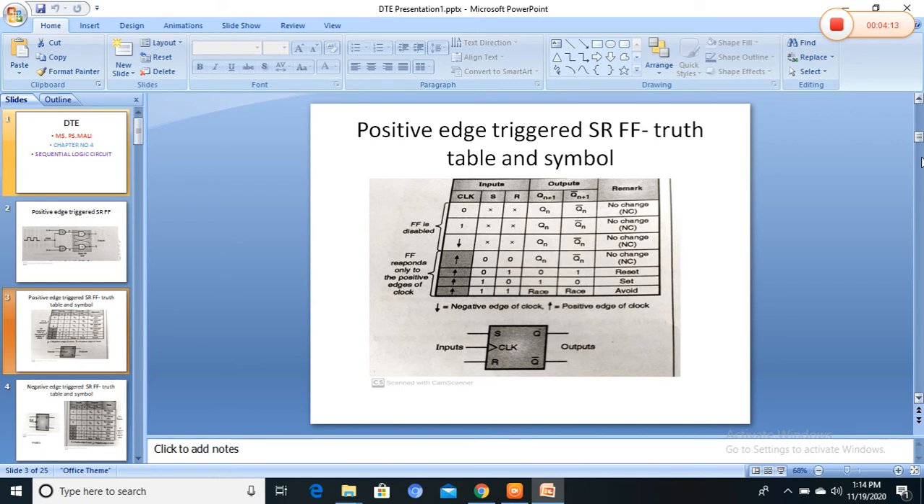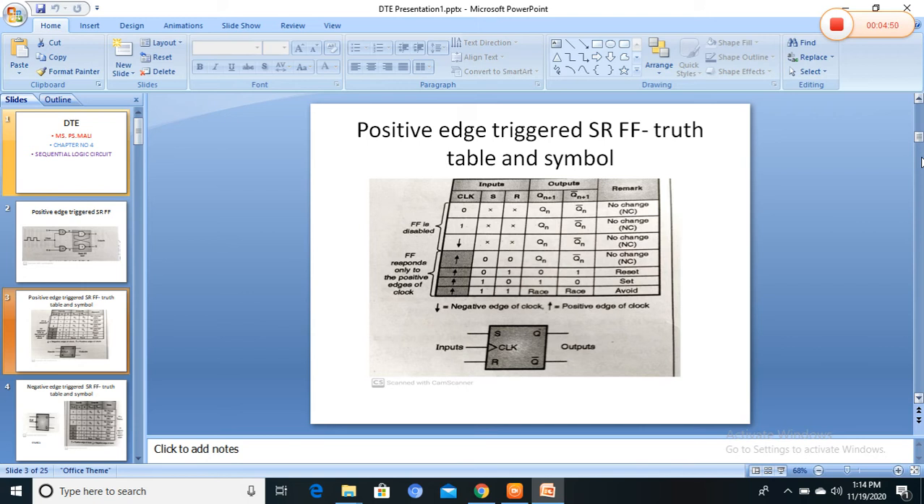Clock is 1, S and R are don't care, meaning 0 or 1 input, so Qn and Qn bar outputs have no change. Then in the downward direction, that clock is a negative edge trigger, but we study this as a positive edge trigger, so the flip-flop does not respond in this condition. S and R are don't care, and Qn plus 1 and Qn bar stay as Qn and Qn bar, that is no change in the output. In these three conditions, the flip-flop is disabled and does not respond to change its outputs.